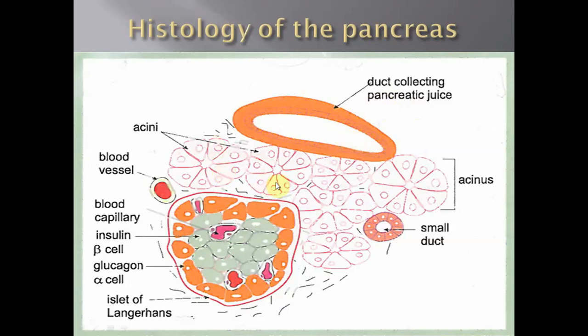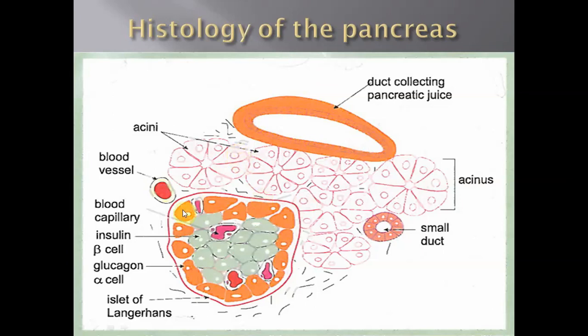Now, this function of the pancreas gives it an exocrine property. When I say an exocrine gland, it means a gland that produces or pours its secretions into a duct and not into the blood. So any gland which pours the secretions into a duct is called an exocrine gland.